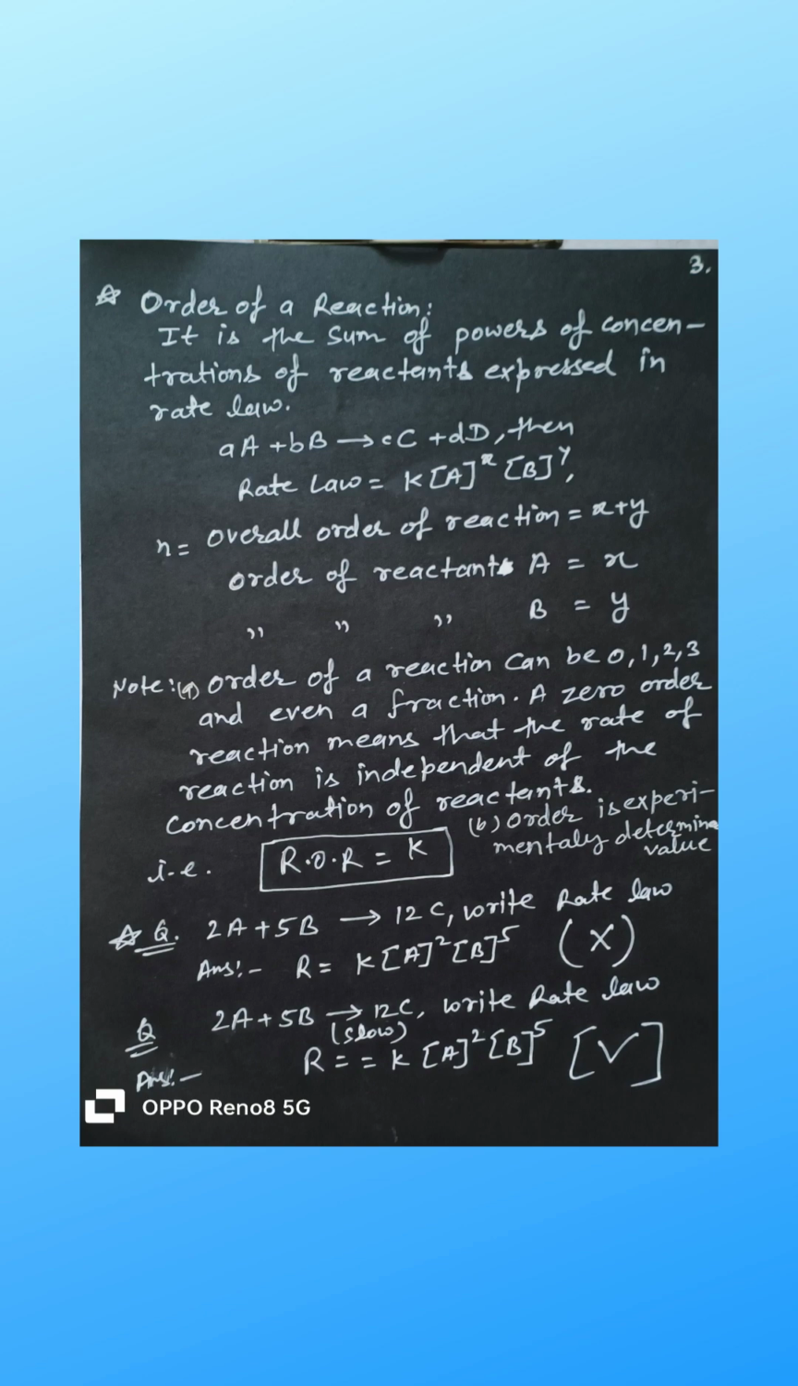in the rate law. Now see the same question with a small change. 2A and 5B react to form products, and the step is slow. Now you can correctly write that the power of A is 2 and the power of B is 5. Because a slow step is treated as an elementary step. And only in an elementary step do the numbers of the reaction become the powers in the rate law.